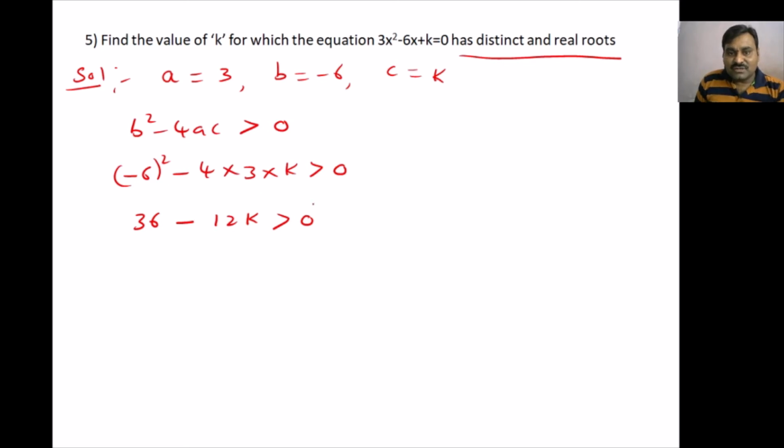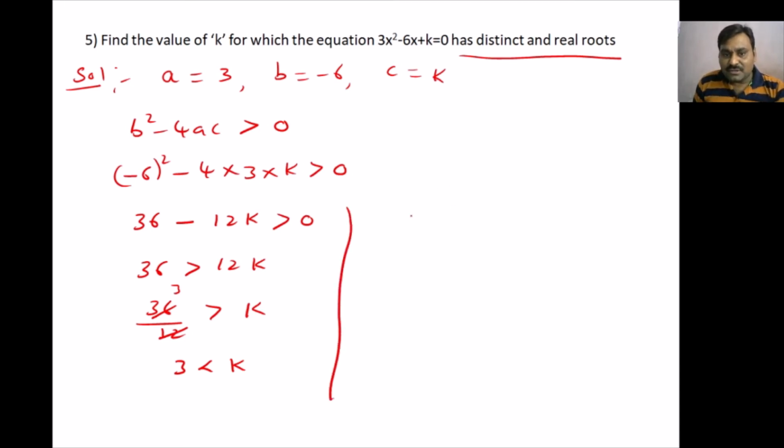This minus 12k, if we shift to the other side, we get 36 is greater than 12k. Minus term becomes plus term. Now dividing with 12 on both sides, we get 36 divided by 12 is greater than k. We can take 12 ones are 12, 12 threes are 36. So 3 is greater than k we get. So if you simplify, we are going to get k is lesser than 3. 3 is greater than k or k is lesser than 3. So this is the answer for the question.